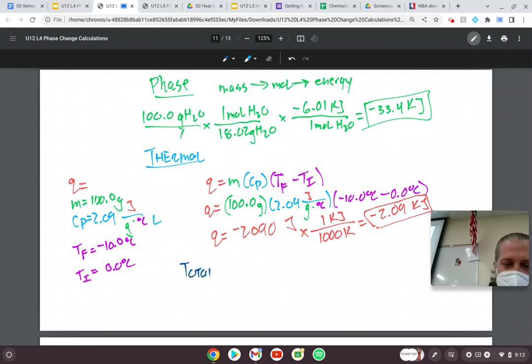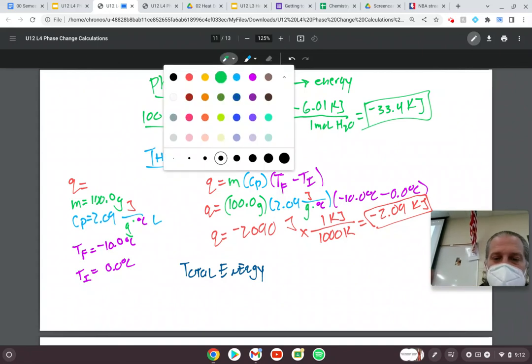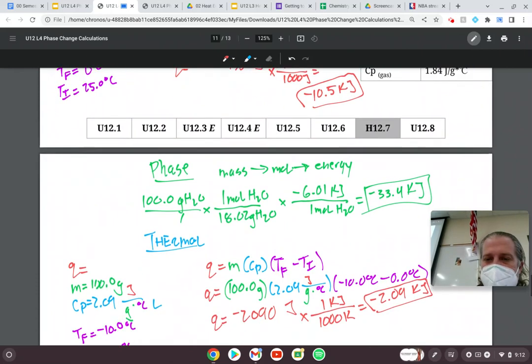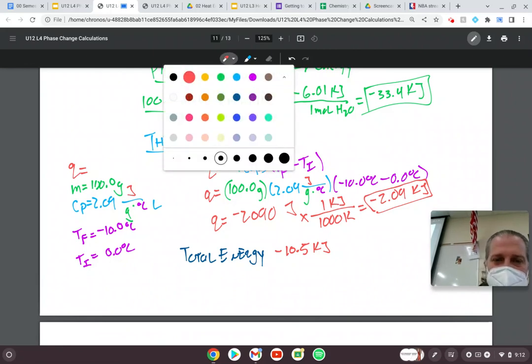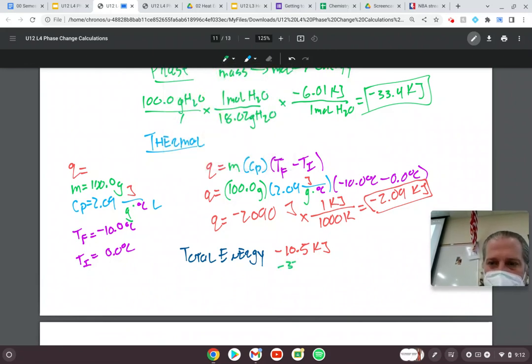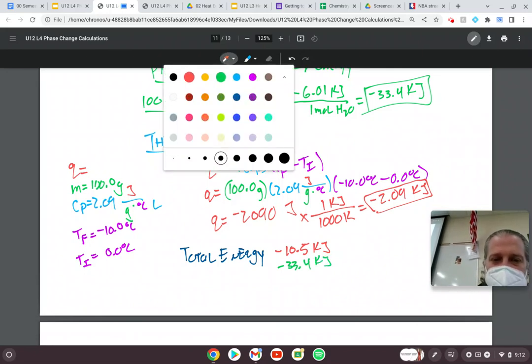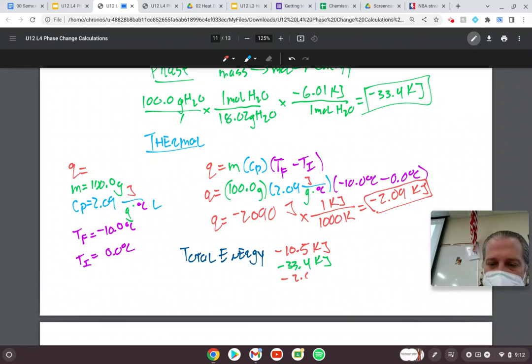Now, the last part that we have to do here is we're going to simply add these up. So the total energy will be the sum of the three calculations. Our first calculation had a value of negative 10.5 kilojoules. Our second calculation had a value of negative 33.4 kilojoules. And our third calculation had a value of negative 2.09 kilojoules.